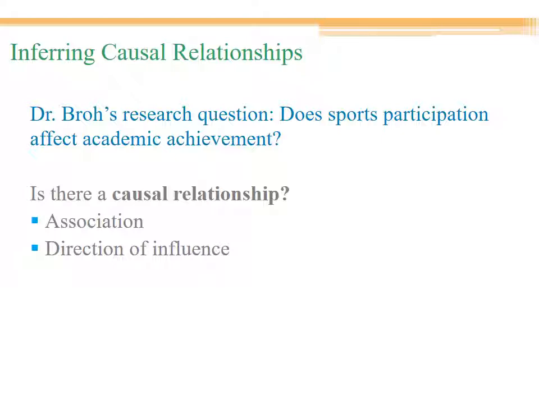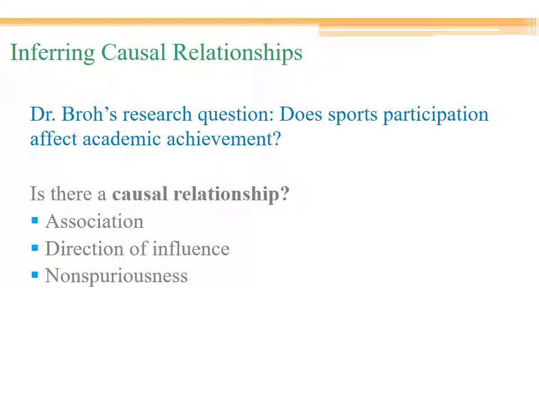So how do we know if sports participation has an effect on academic achievement? We have to test for 3 criteria to ensure that it is a causal relationship. First criteria is association. So are changes happening in both variables? If a student is participating in sports, do they have a higher GPA than students who are not participating in sports? Okay, so there's some kind of association.